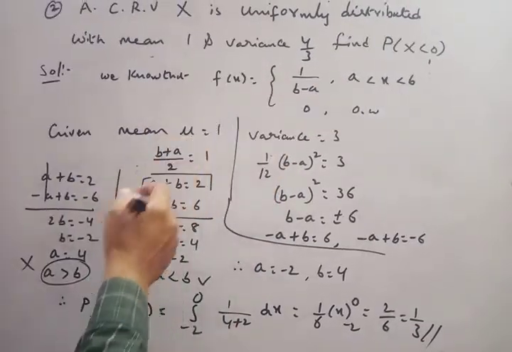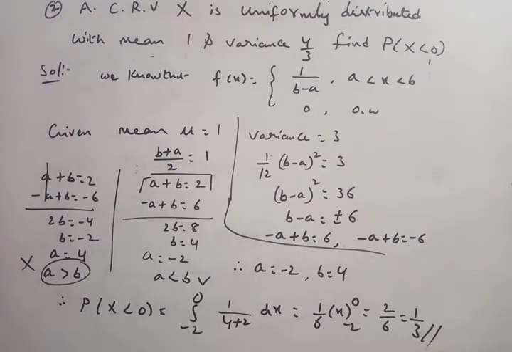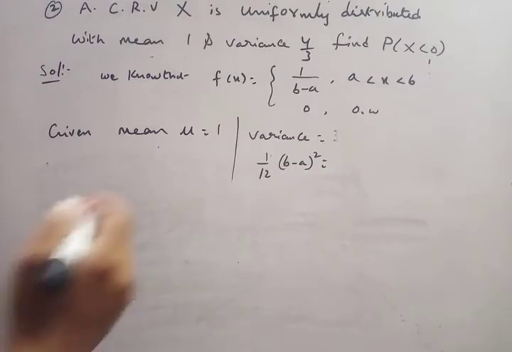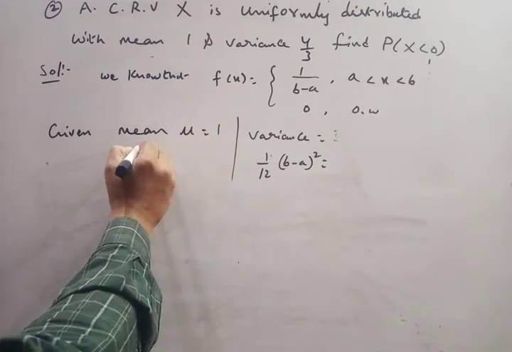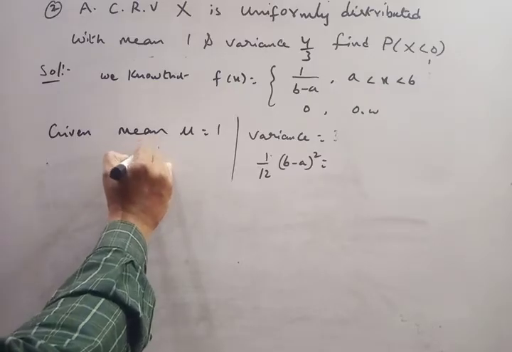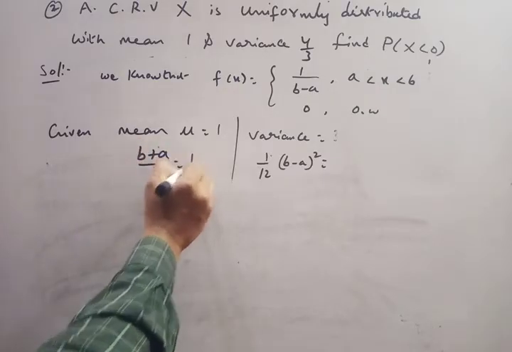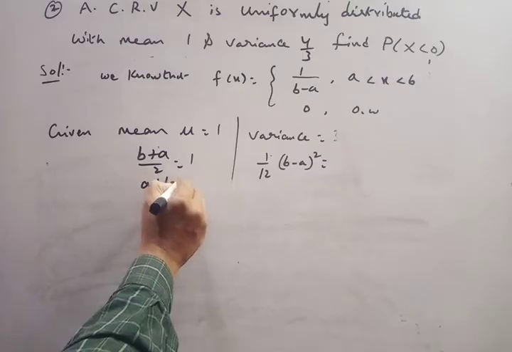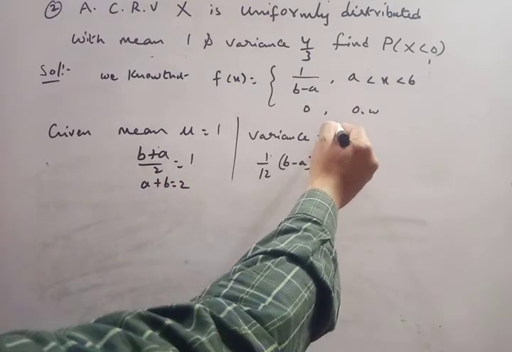So mean is 1. Let me erase it. So mean is 1, that means (b + a) by 2 is equal to 1. So a plus b is equal to 2. This is one equation. And variance is how much?